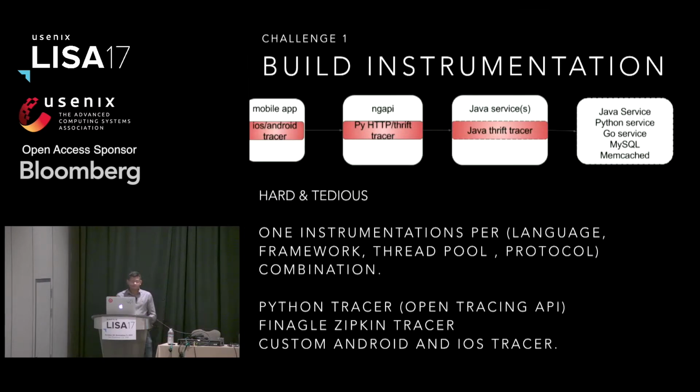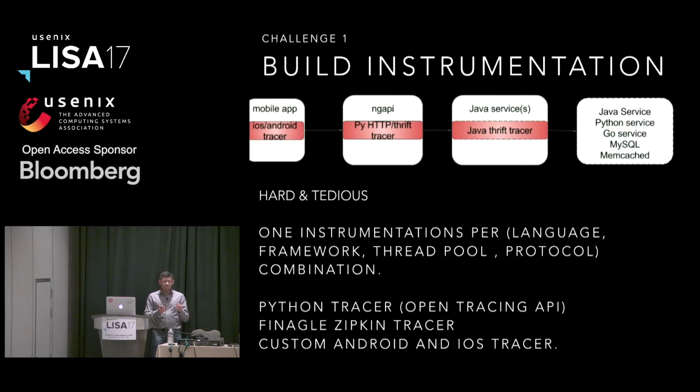So the first challenge you would face when building a distributed tracing infrastructure anywhere is you have to build up the instrumentation. One of the things with building distributed tracing instrumentation is it's hard and tedious. It's hard not because you have to write a ton of code, but you have to instrument those parts of the code which you usually take for granted.